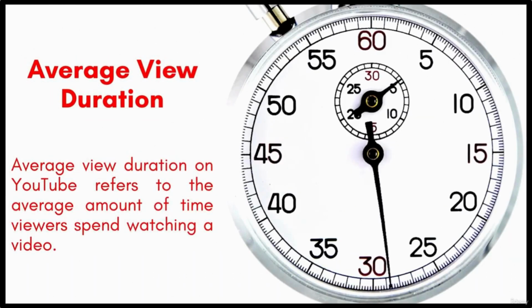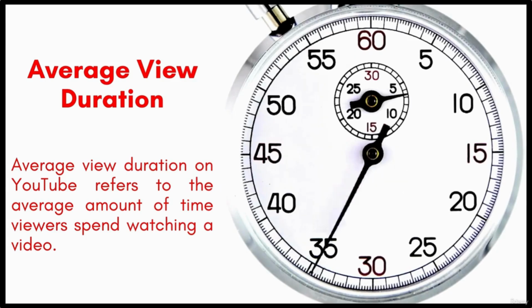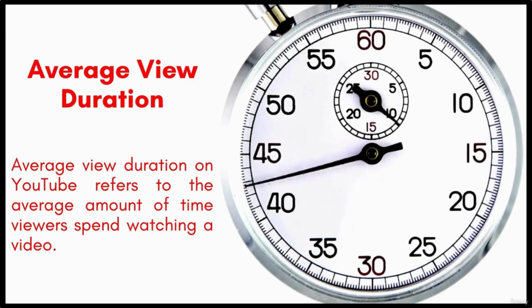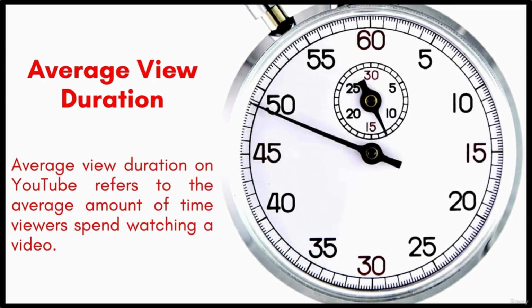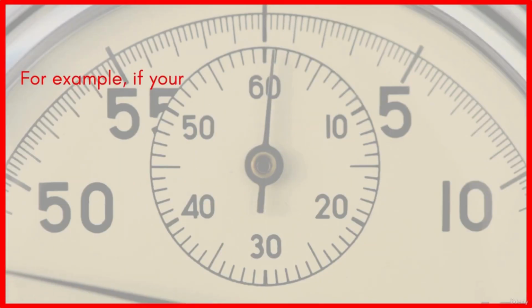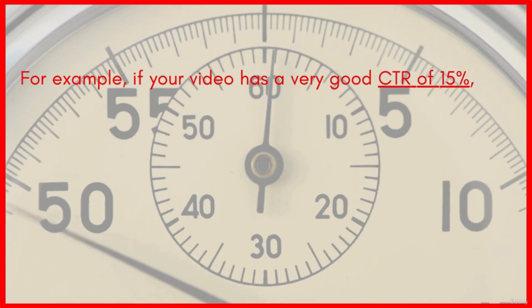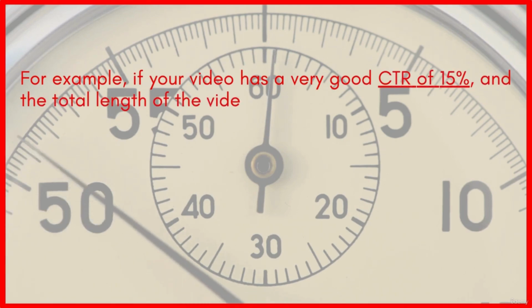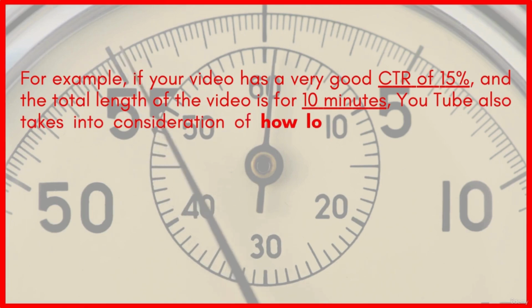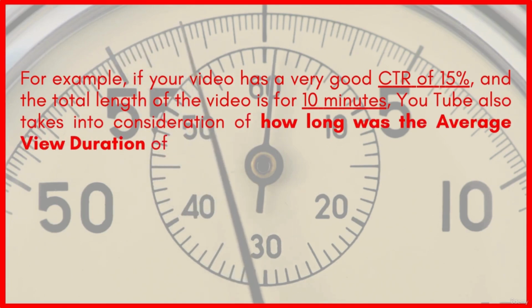Average view duration. Average view duration on YouTube refers to the average amount of time viewers spend watching a video. It is a metric that measures the average length of time viewers remain engaged with a video before clicking away or exiting. For example, if your video has a very good CTR of 15% and the total length of the video is 10 minutes, YouTube also takes into consideration how long the average view duration of your video was.